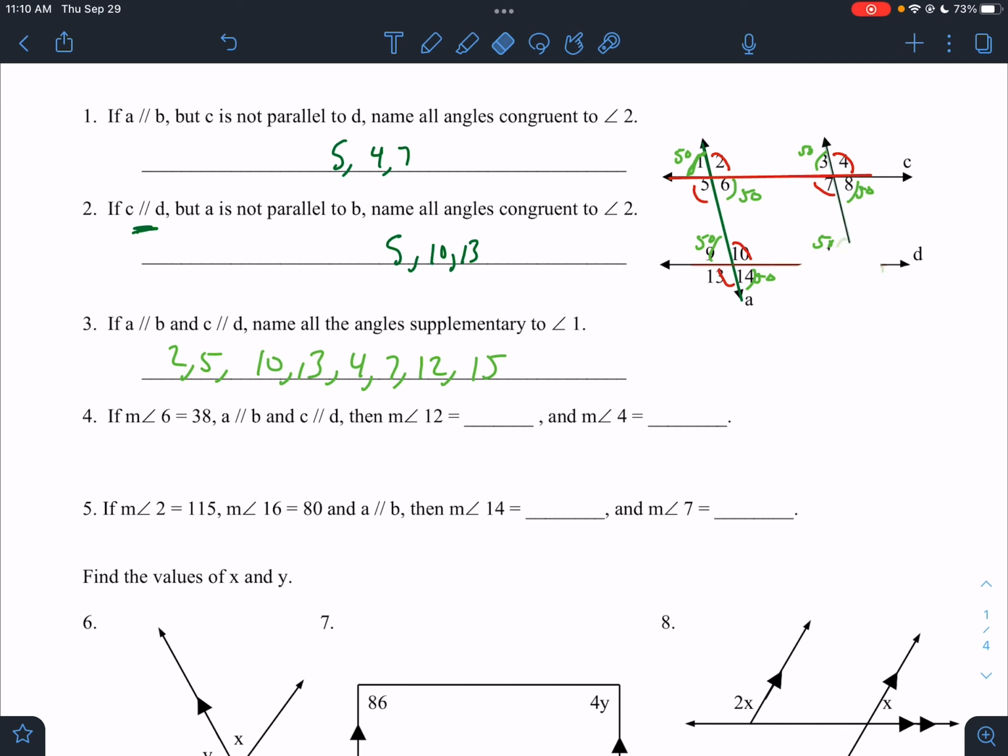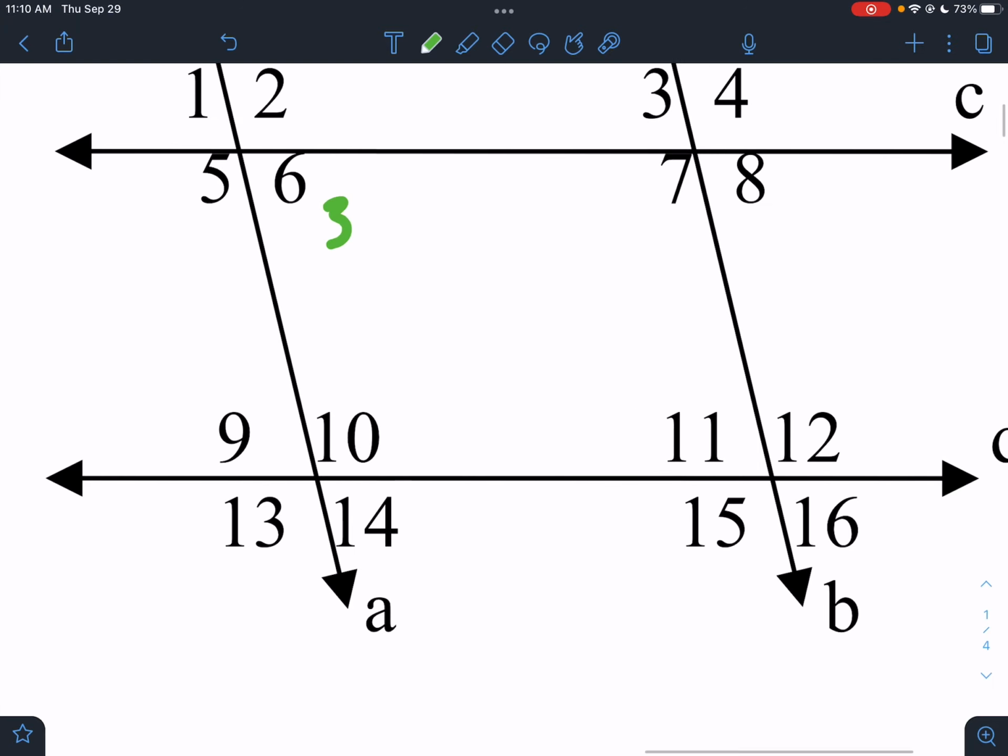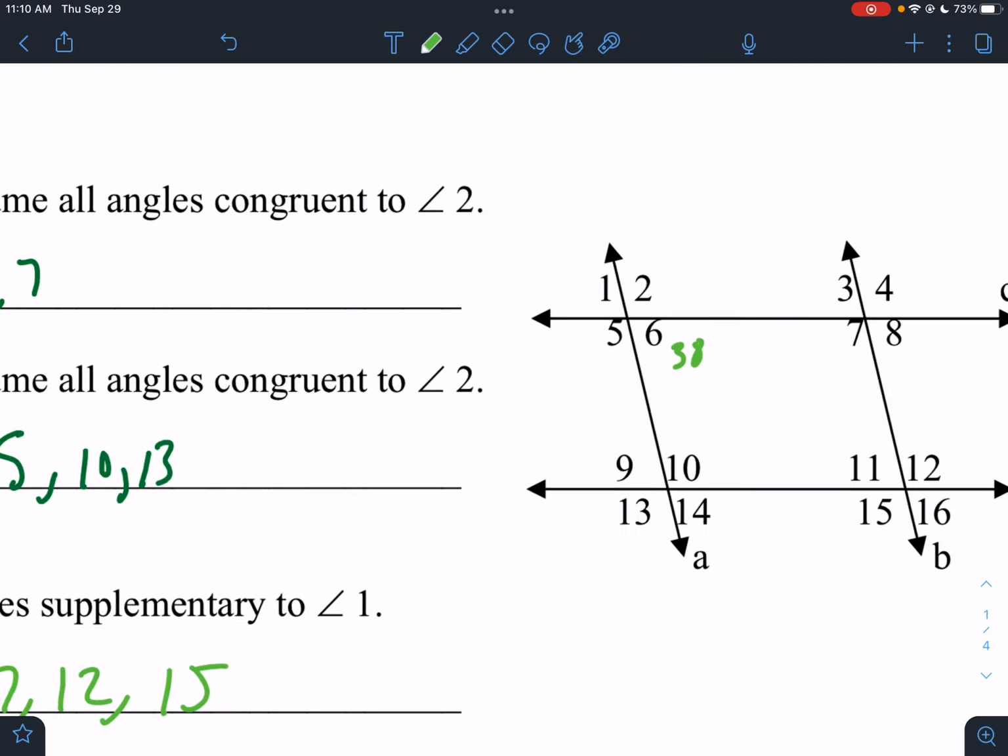Okay, next one. This one is the measure of angle 6 equals 38 degrees. A is parallel to B.